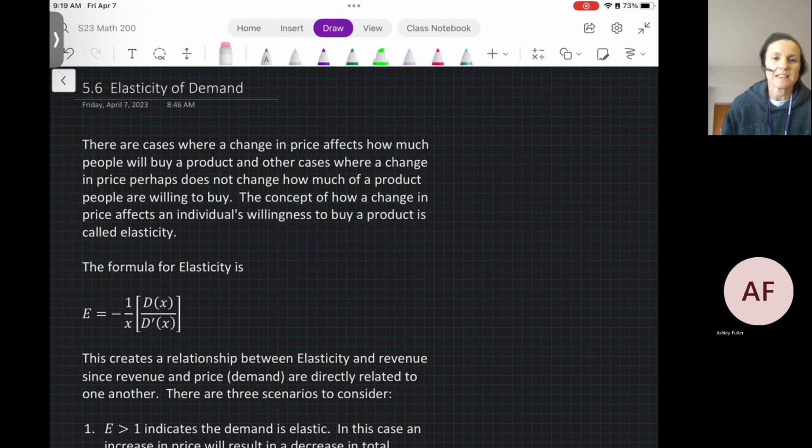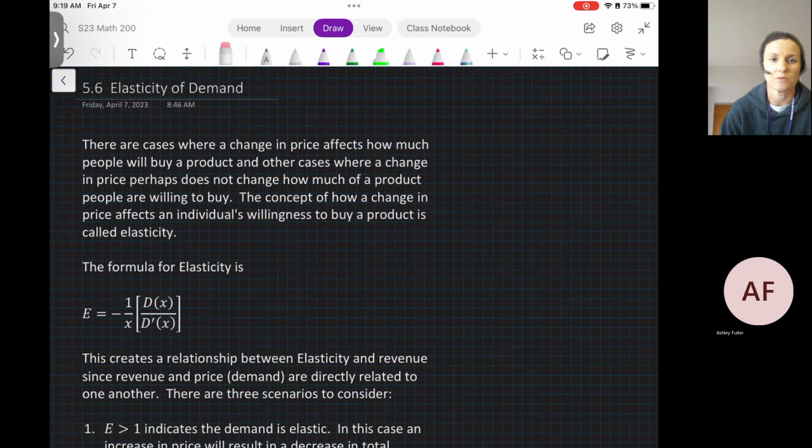Today we look at the idea of elasticity of demand. There are cases where a change in price can affect how much of something an individual is willing to buy. For example, if it's a good that I need and you raise the price, I'm still going to be willing to buy it. But if it's a luxury item and you raise the price, I may not be as willing to buy it, and so the demand is going to decrease.